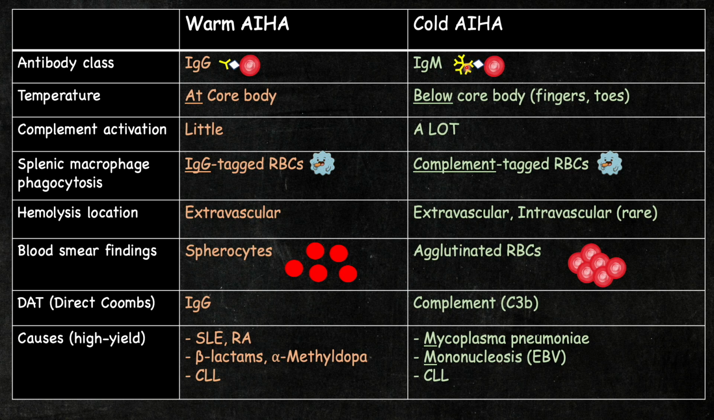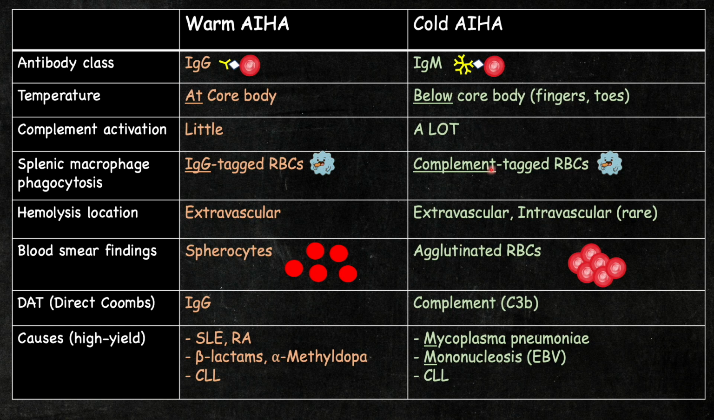In cold AIHA, the antibody class is IgM. It's called cold because the binding of IgM to the red blood cells is happening below core body temperature, so in the fingers and the toes. There's a lot of complement activation here because IgM is a pentamer, so it recruits lots of complement proteins. The IgM is going to fall off when the blood returns to core temperatures.